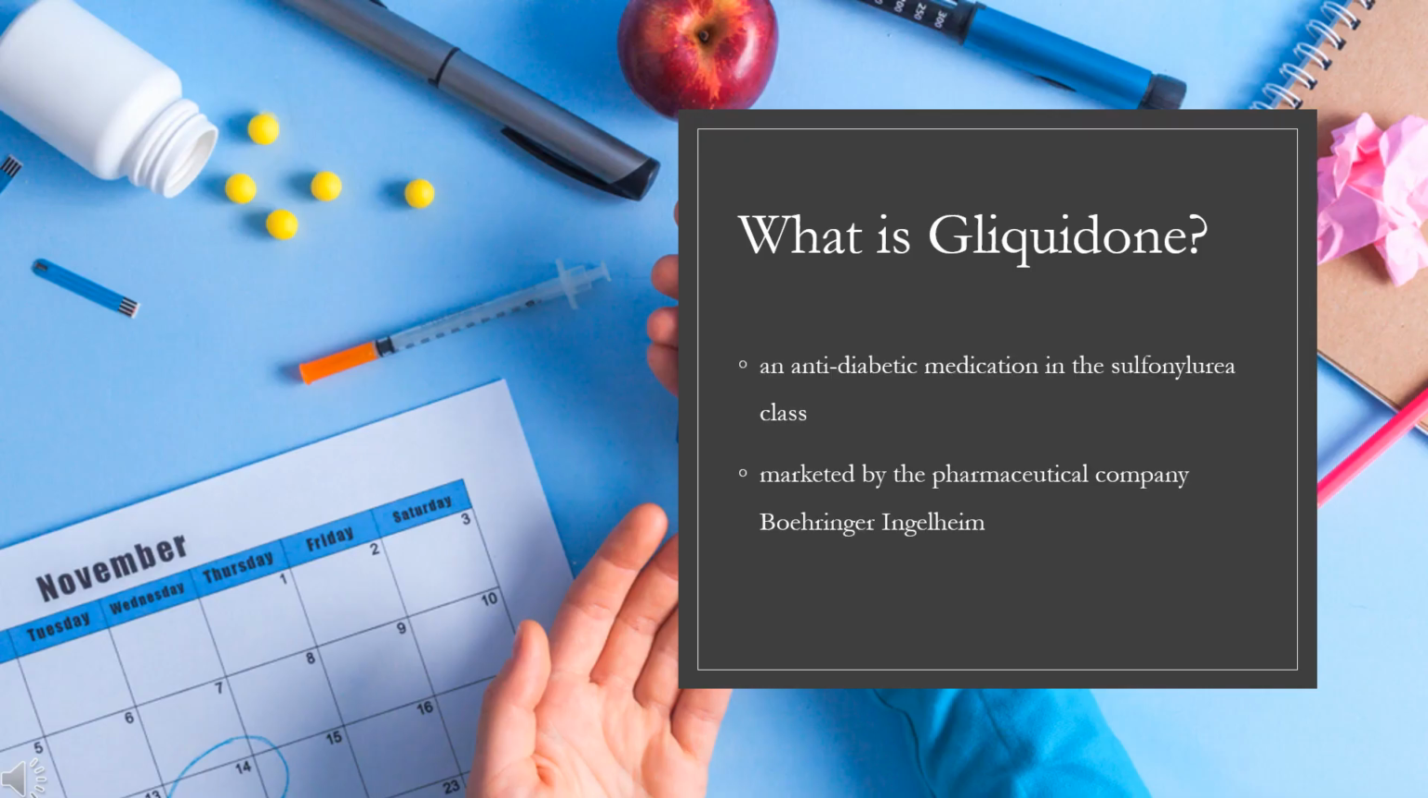What is Gliquidone? Gliquidone is an antidiabetic medication in the sulfonylurea class. It is classified as a second-generation sulfonylurea. It is used in the treatment of diabetes mellitus type 2. It is marketed by the pharmaceutical company Boehringer Ingelheim.